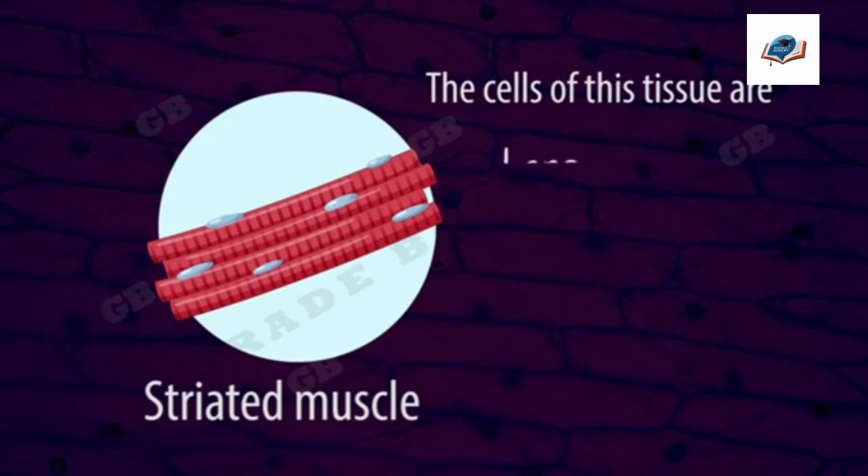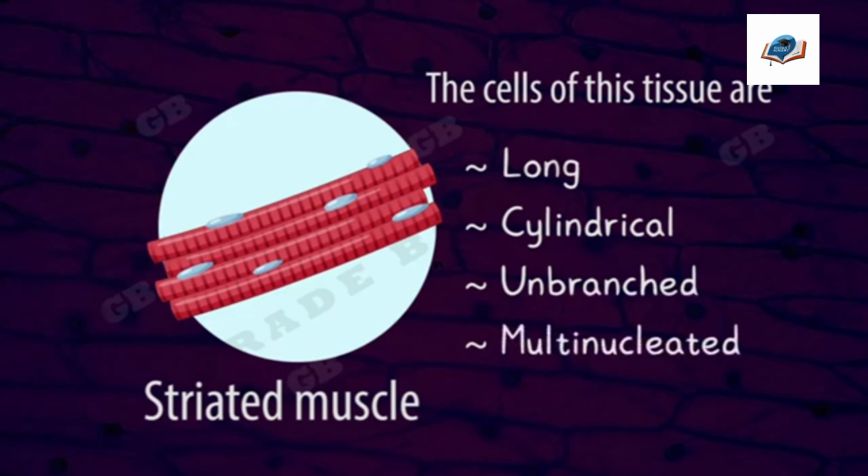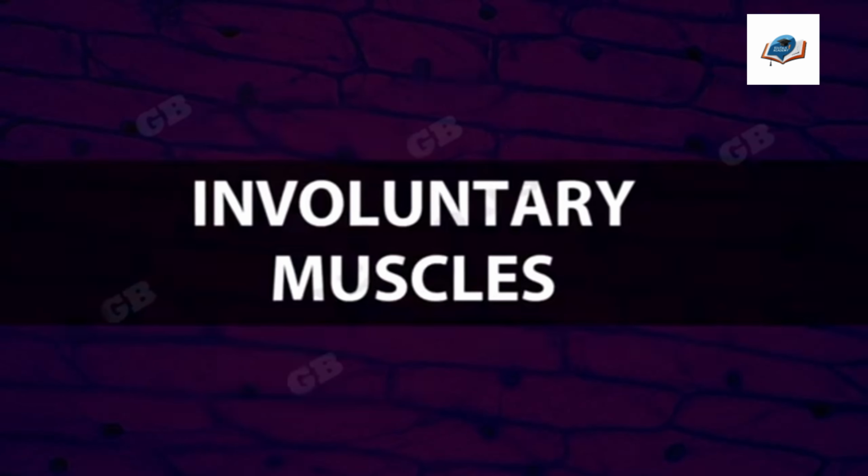Let's see the structure of cells. The cells of voluntary muscles are long and cylindrical. These cells do not branch, meaning they have a straight, rod-like appearance. Each muscle cell is multinucleated, which means they contain many nuclei.